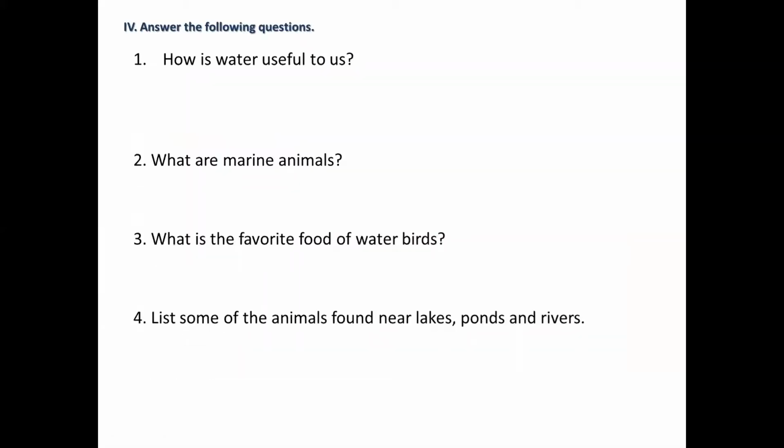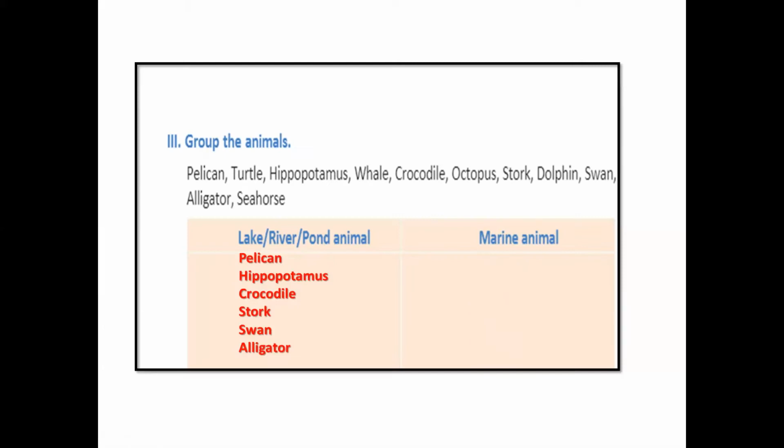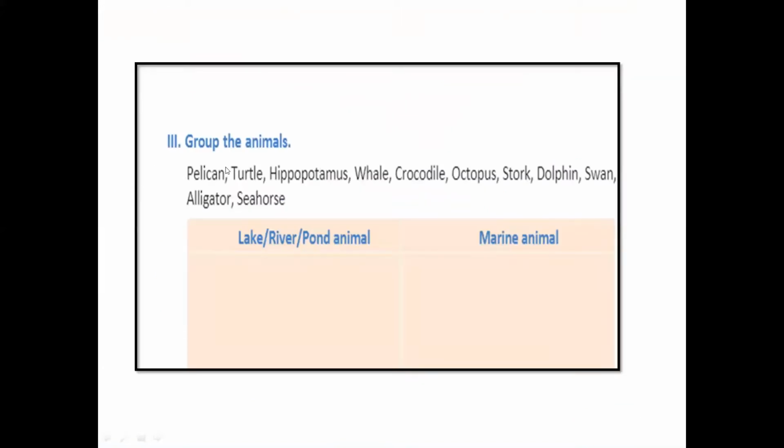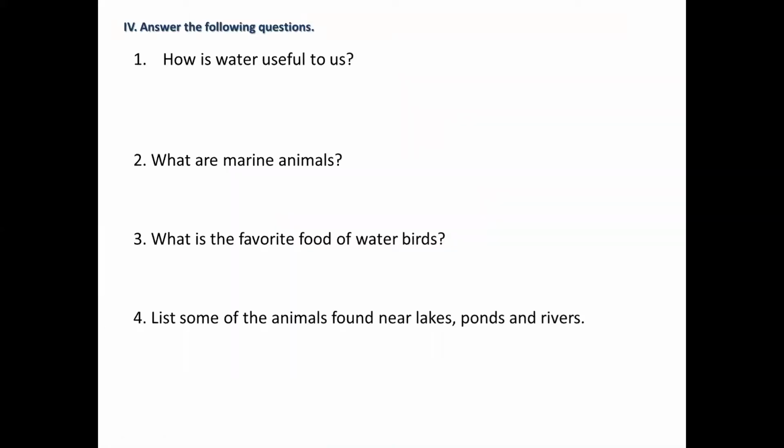Now, moving to the next question, that is the fourth type of question. Answer the following questions. You have to write the answers. This type of question, that is question number 4, you have to write in your notebook. Once again, question number 1, which is change the underlined word, and this type, group the animals. These three questions you have to write in your textbook. But the fourth question, that is, answer the following questions, you have to write in your notebook.